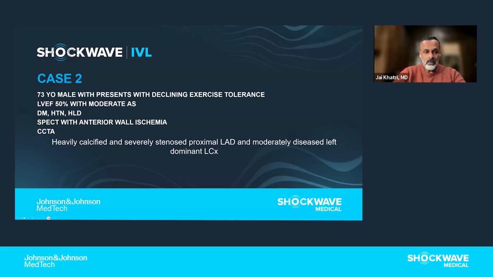So this is sort of a similar story. 73-year-old male who presents with declining exercise tolerance. His EF is preserved. He's got moderate aortic stenosis. The usual comorbidities: diabetic, hypertensive, hyperlipidemia. His referring cardiologist also did a SPECT, which showed primarily anterior wall ischemia. And he was also sent, interestingly, for a coronary CT angiogram, which showed heavily calcified and severely stenosed proximal LAD and moderately diseased, diffusely diseased dominant left circumflex.